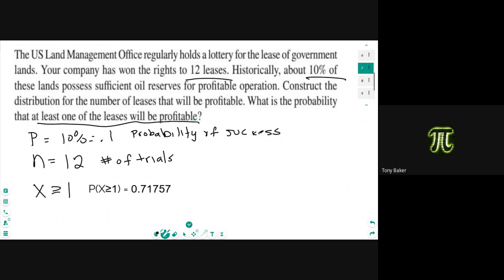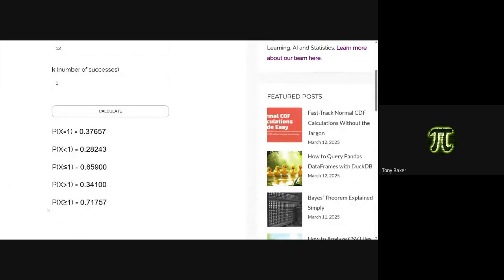Since it says at least one, what we're looking for is X greater than or equal to 1. So in the calculator, I'm not going to plug in 1, 2, 3, 4, 5, all those numbers. I plug in the 1, and then down the bottom, it gives me the greater than or equal to 1 that I'm looking for. What's another way that I could have done this problem?